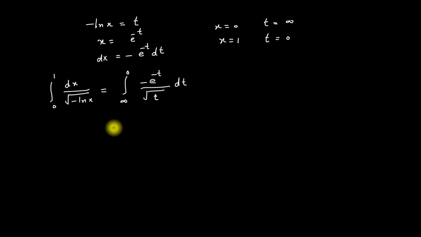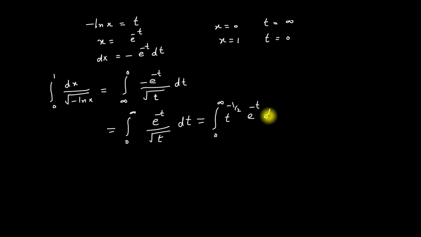So this given equation will become equal to integration from 0 to infinity e to the power minus t divided by the square root of t into dt. Now this equation can be written as integration from 0 to infinity t to the power minus half e to the power minus t dt.